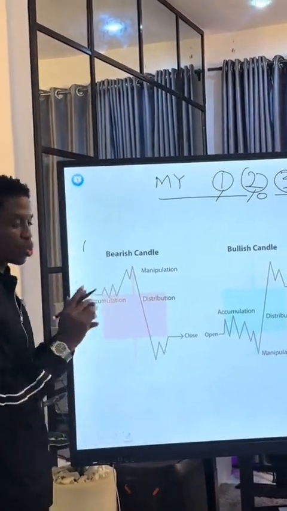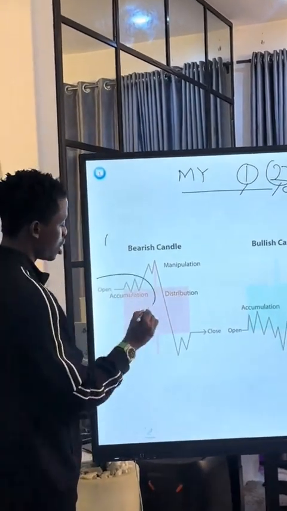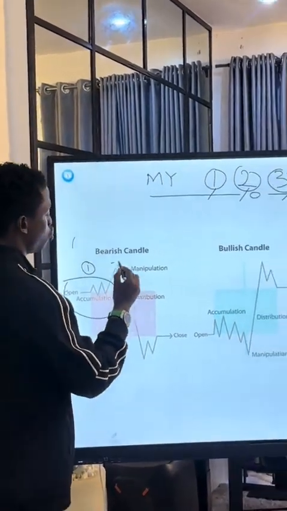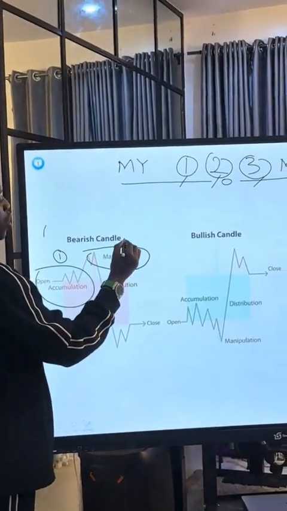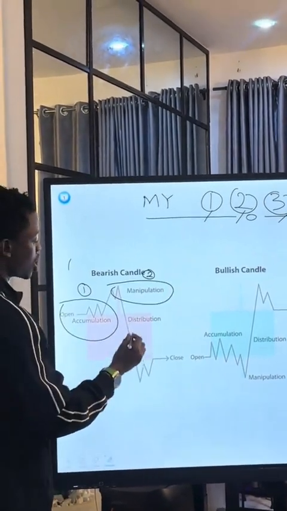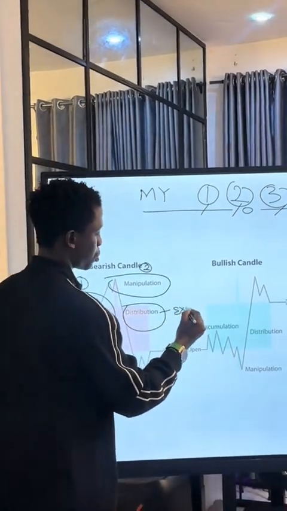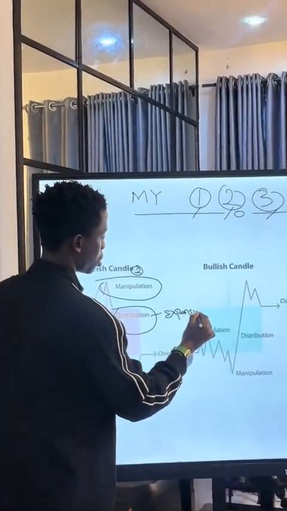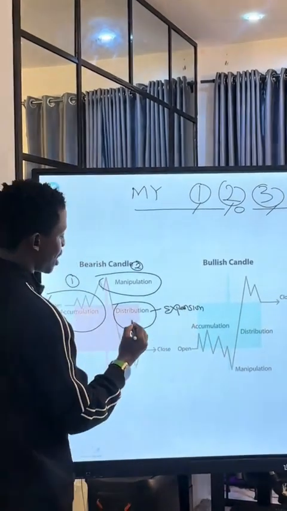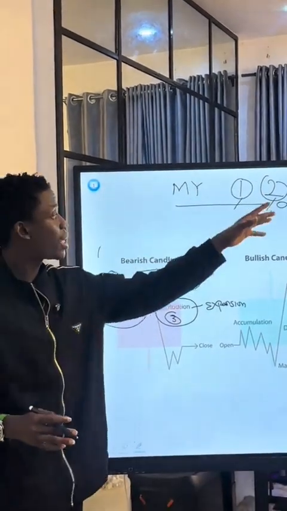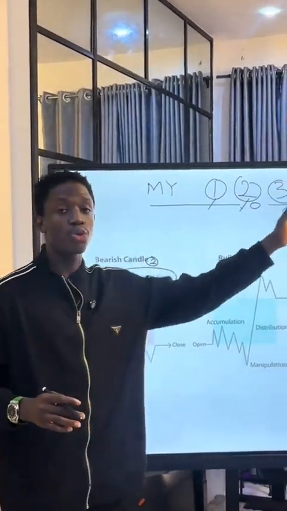My business is we have the first cycle, which is what? The accumulation. I will label that as 1. Then we have the next one, which is the manipulation. I will label that as 2. Then the next one is what? Distribution or expansion. Then I will label that as 3. So this is my market maker rule, the 1, 2, 3 market maker rule.